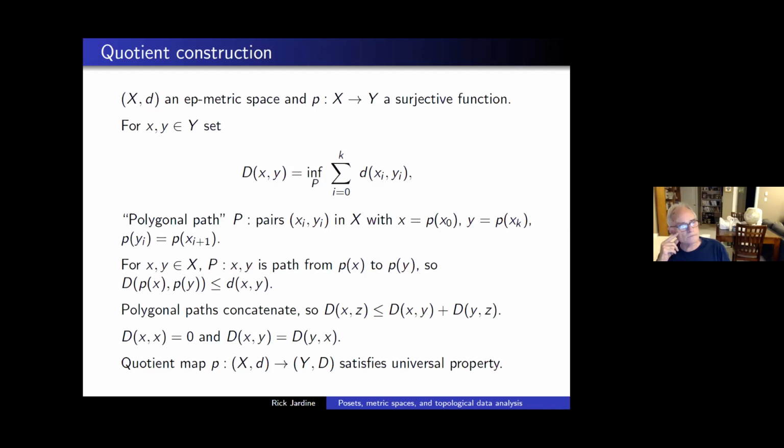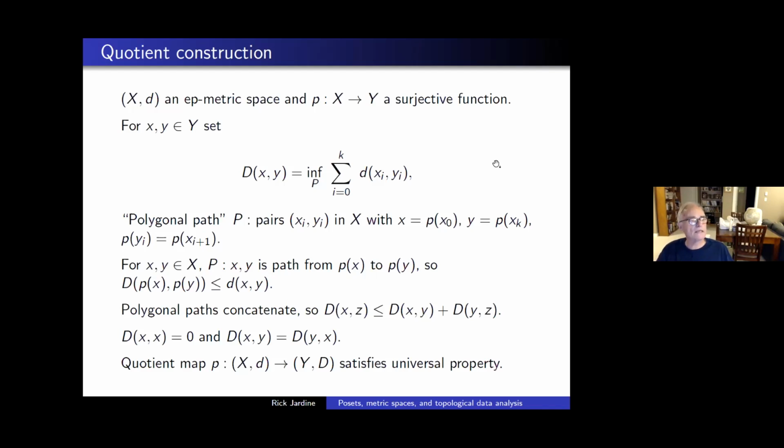Now, this is an infimum or minimum over polygonal paths, certainly for X. I'm sorry? Oh, so basically it's like a geodesic distance. Yeah, it is a bit, I guess. Yeah, I'll carry on. This is kind of a new thing here.